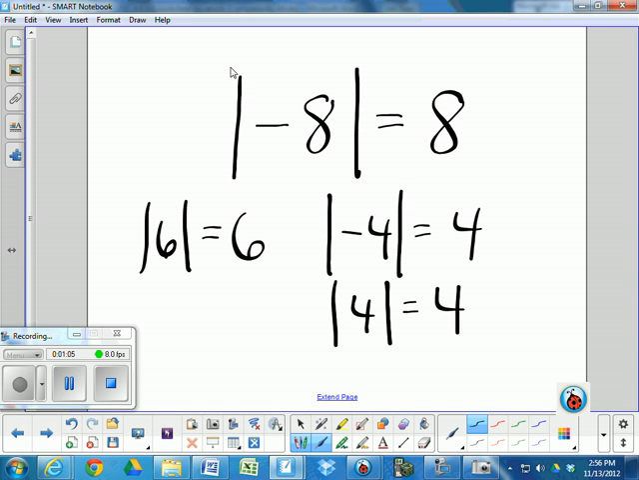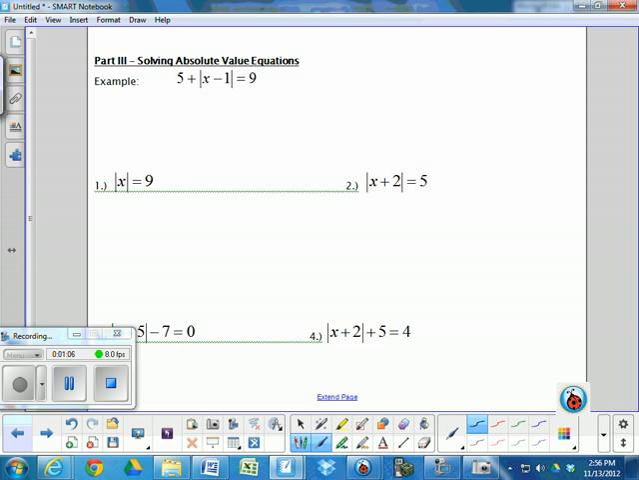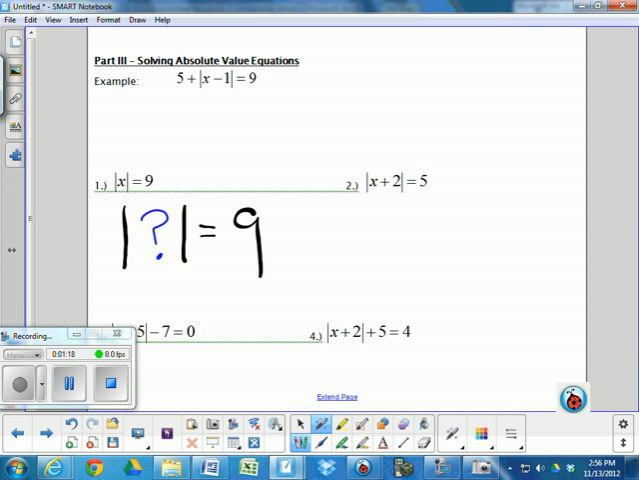So when they ask you to solve something like number 1, it's saying, what would be in here to make 9? So it's asking you, what goes in here to make 9? 9 or -9, right? So that's the answer. X would equal positive or negative 9.